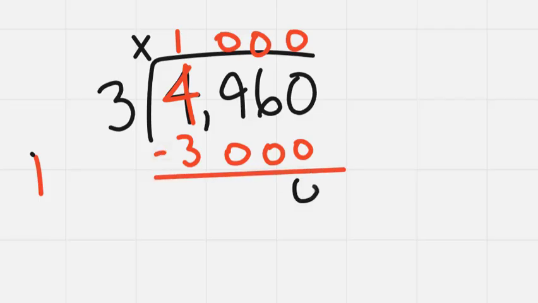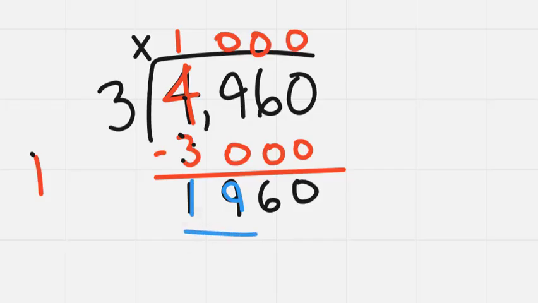0 minus 0 is 0. 6 minus 0 is 6. 9 minus 0 is 9. And 4 minus 3 is 1. 3, 2, 1. Now we'll divide again. The first number is 1, which is less than 3. So we'll look next door to the next number, which is 9.